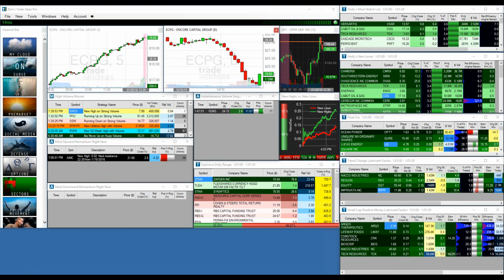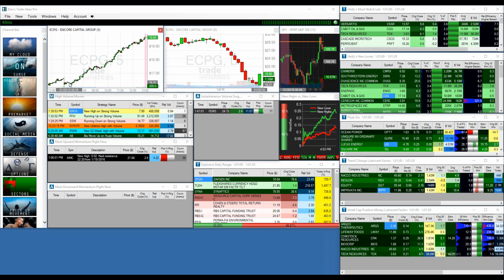So here's ECPG, and I'm going to zoom in a little bit over here. Look at how this thing just traded for like 30 minutes or so doing nothing, and then literally exploded from 16 to 20 without ever coming back. I mean, you have to be looking at things like this to be able to find them. You're not going to find this on the same page that's looking at Twitter and Facebook and Apple. That's just not what happens.